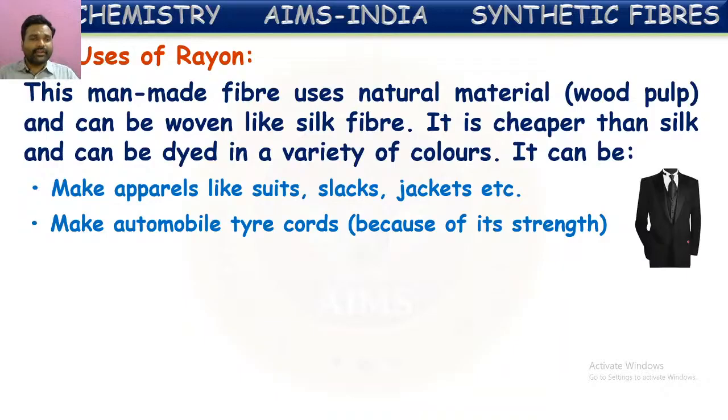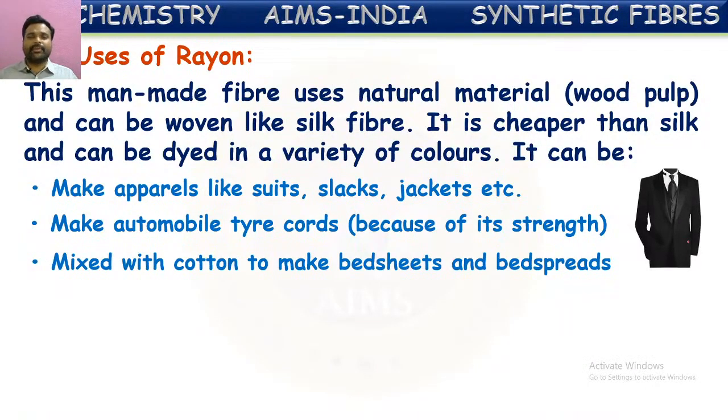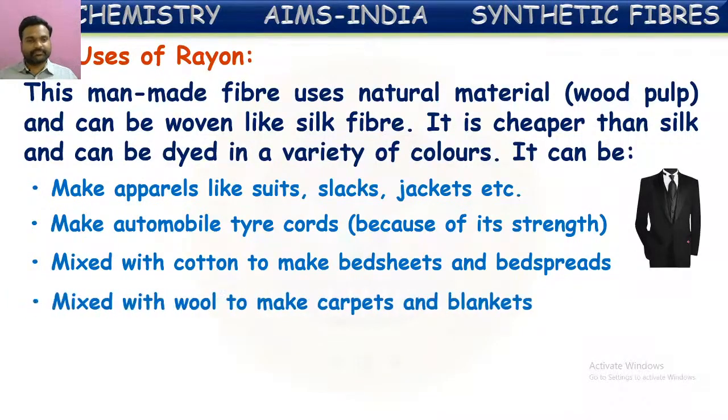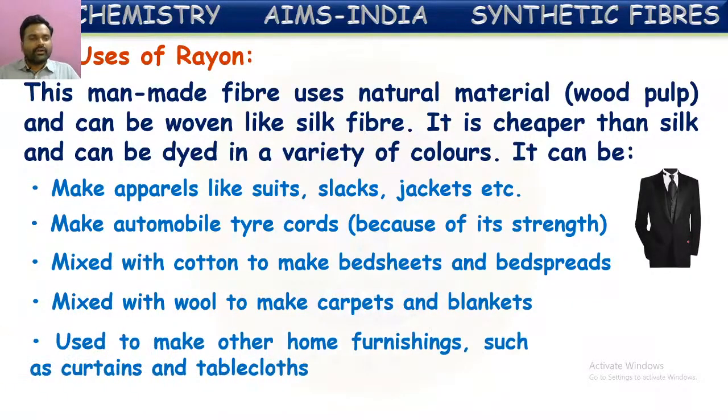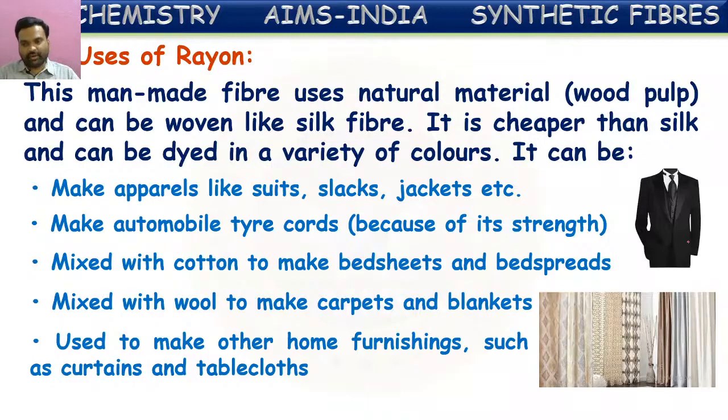It is used to make automobile tire cords because it has high strength. It is mixed with cotton to make bed sheets and bedspreads, and mixed with wool to make carpets and blankets. Rayon is also used to make other home furnishings such as curtains and tablecloths. So these are the different uses of rayon.